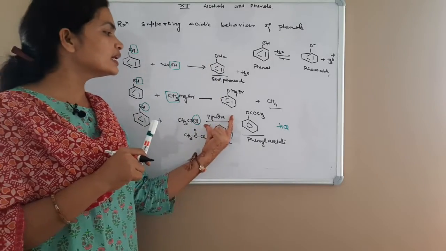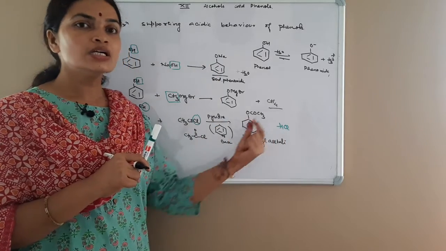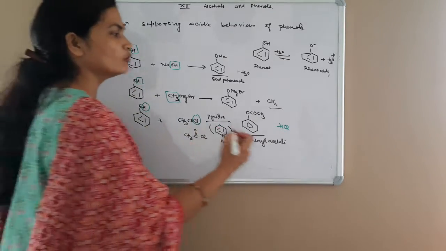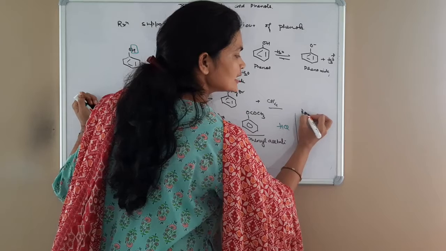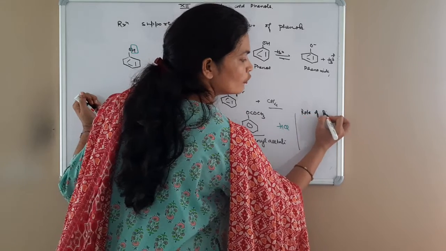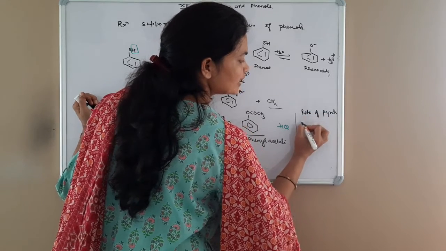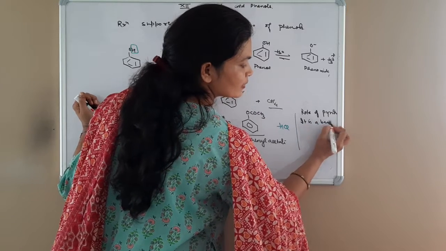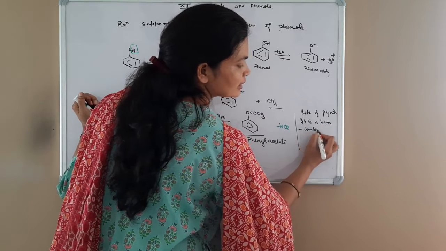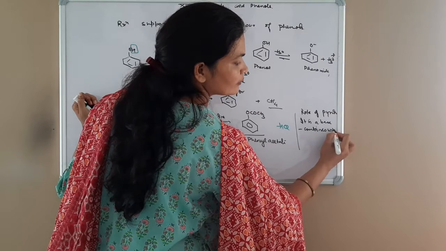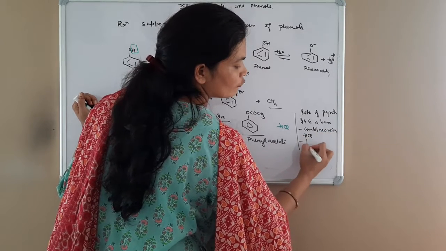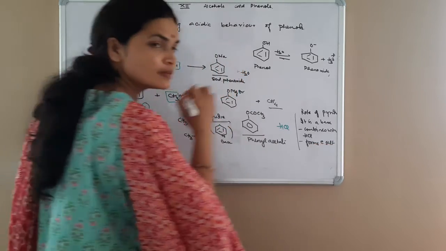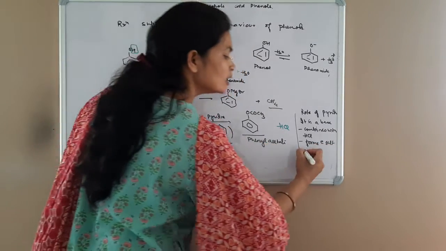So the role of pyridine is to consume HCl so that the concentration of product decreases and the reaction goes in the forward direction. So on this side we will be writing the role of pyridine. Because pyridine is a base, it combines with HCl and forms a salt. एक salt बनाएगा HCl के combine करके.